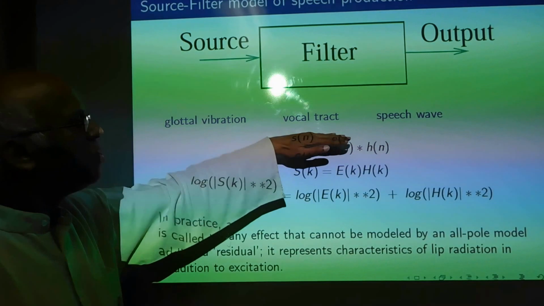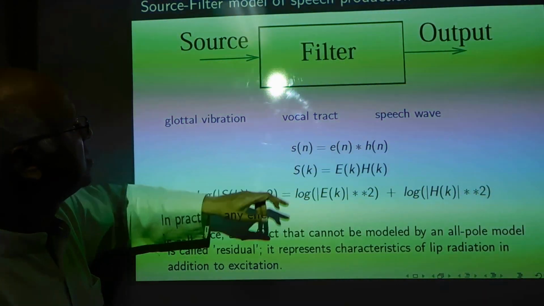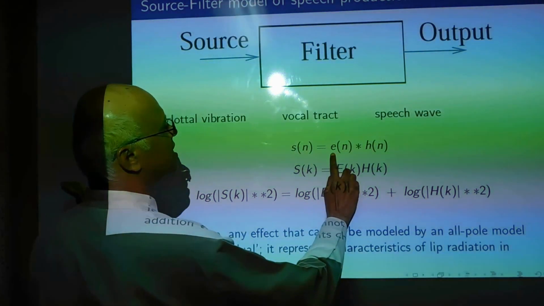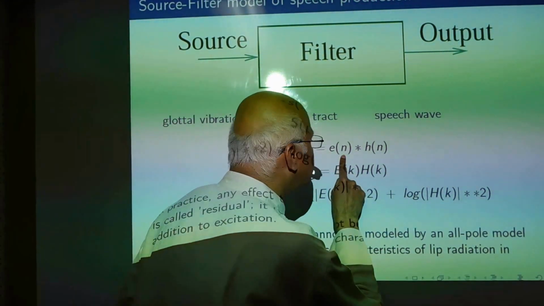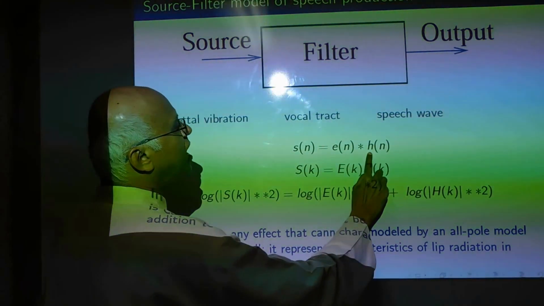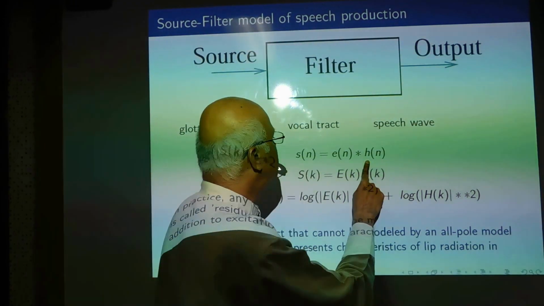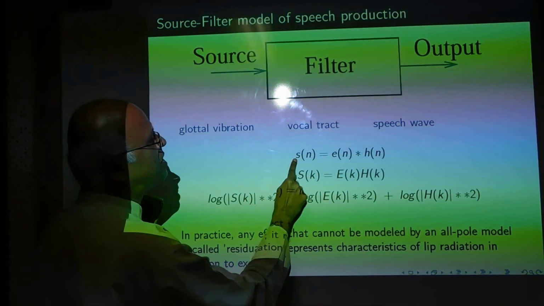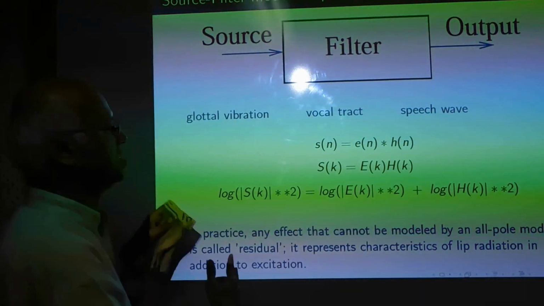Well, if we look at the basic principles of digital filters, we say that if the excitation sequence is given by e(n), where n is the discrete time instant, and the filter is characterized by the impulse response function, the output signal s(n) is the convolution of the excitation sequence and the impulse response function.